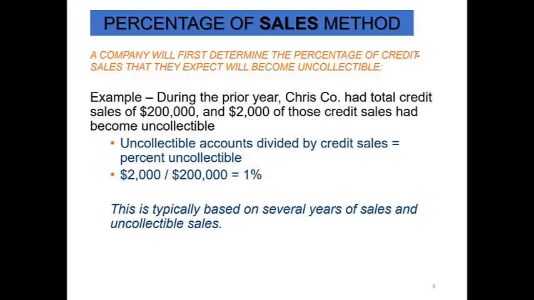So a company will sit down and analyze and figure out how much they typically write off compared to their sales. So in this example, Chris' company had total sales of $200,000, and they would typically write off about $2,000. So if we take $2,000 and divide it by $200,000, that's 1%. So this company can estimate that they usually write off about 1% of their sales.